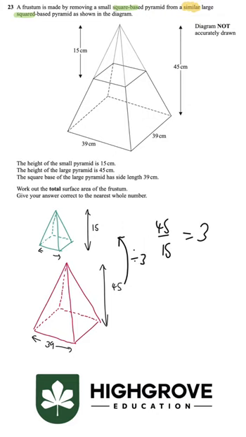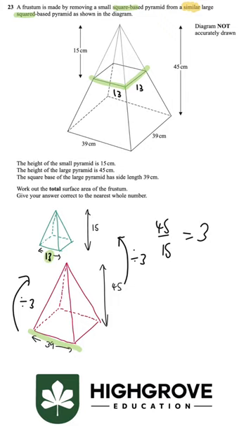So if I want to work out this length here, the length of this smaller square-based pyramid, all I need to do is divide this corresponding length, 39, by the length scale factor. Divide it by 3. So that's exactly what I'm going to do. 39 divided by 3 gives me 13. So remember, this was a square-based pyramid, so both of these lengths here are each 13.